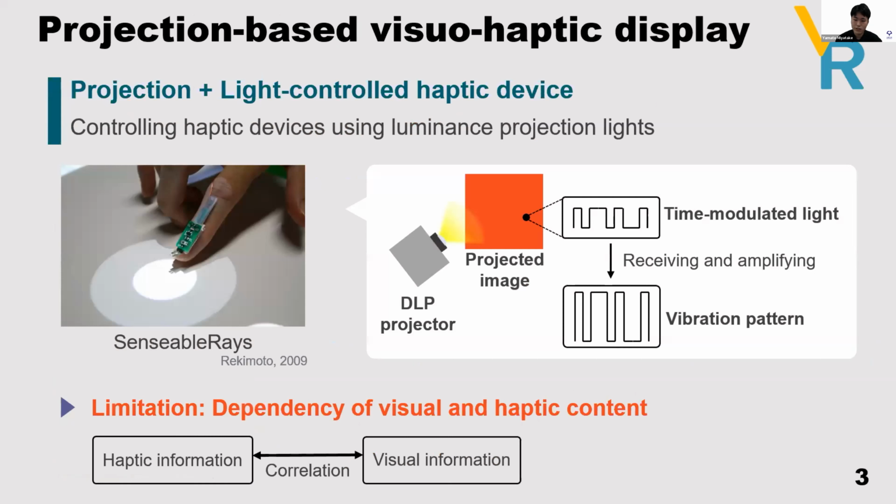Also, using projection and a light-controlled haptic device is an effective way to maintain those consistencies. They projected time-modulated light using a DLP projector. Haptic devices present vibrations by receiving the projection light and simply amplifying it as vibration signals. We can present haptic information corresponding to the received position, but it cannot independently render visual and haptic content due to the direct conversion.